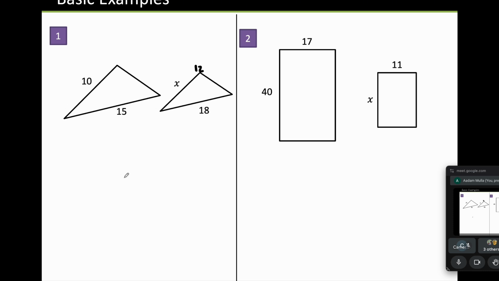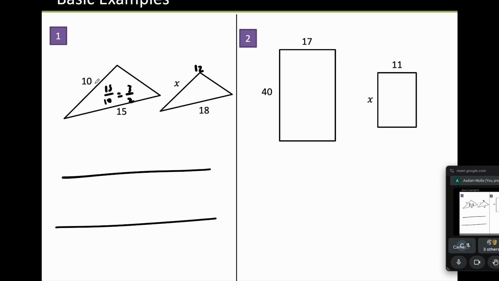I'm going to start doing the working out. I'll show the 3 methods that you could use. So I would do 15 divided by 10. 15 over 10, which is 3 over 2. So I need to divide 18 by 3 over 2, which is 18, 20, 36, 12, yep.